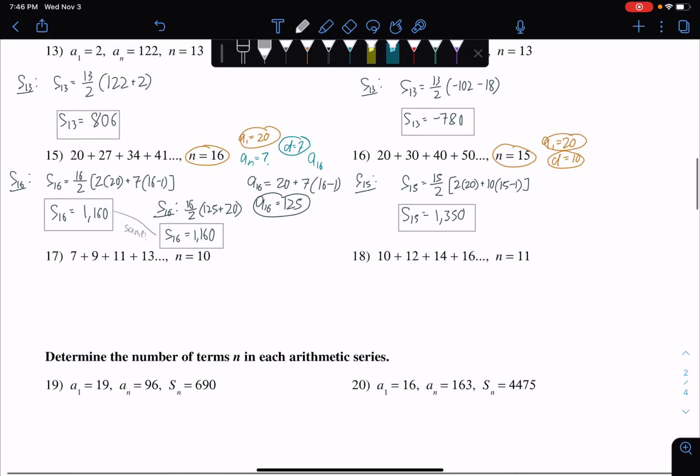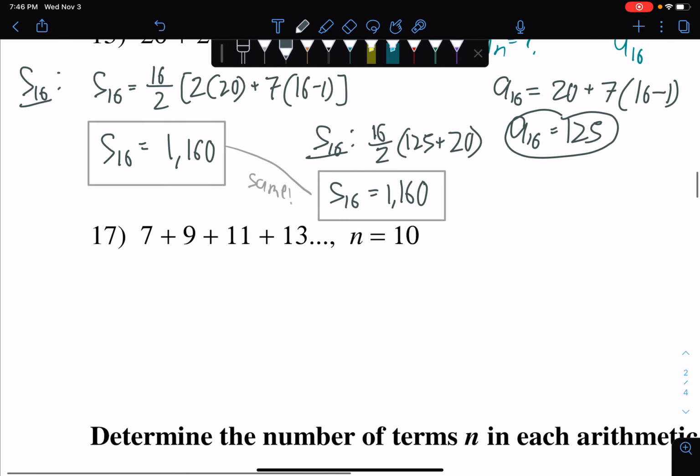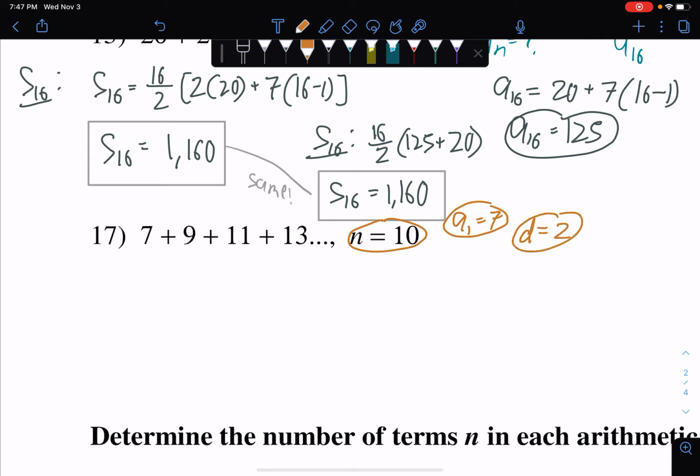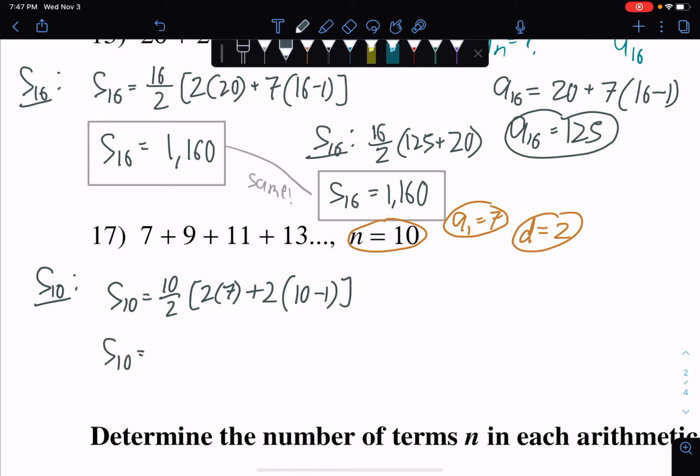Alright, let's move on to number 17. Okay, n is equal to 10, a sub 1 is equal to 7, and d, our common difference, is equal to 2. Let's solve for S sub 10. S sub 10 is equal to 10 over 2 times the quantity 2 times a sub 1, which is 7, plus 2, which is d, times the quantity n minus 1. So S sub 10 is equal to 160.